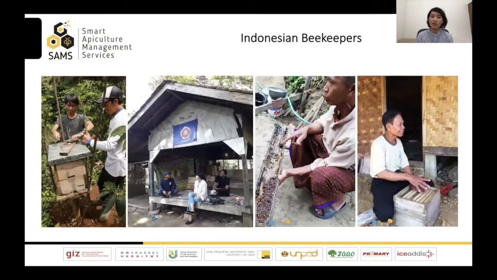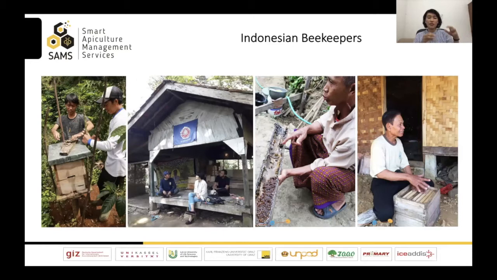Here, as you can see, these are the beekeepers in Indonesia. Each picture represents different types of beekeepers. There are more stable, more established beekeepers, and there are more grassroots beekeepers. The 2 pictures on the left are more like established beekeepers, where, as you can see in the first picture, the beehives are more structured and more similar to the other beehives that they own.